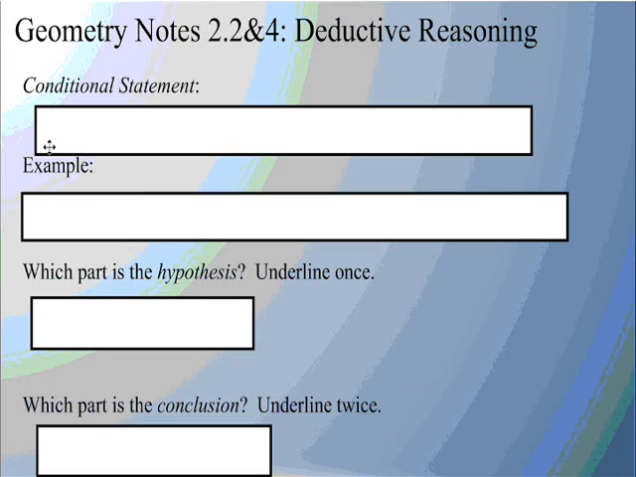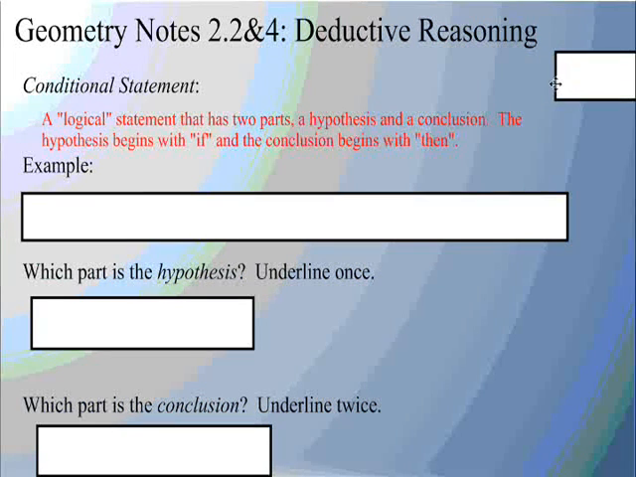All right, conditional statement. A conditional statement is a logical statement that has two parts, a hypothesis and a conclusion. The hypothesis begins with the if, and the conclusion begins with then. So you will sometimes hear me call this an if-then statement, but I'm always talking about conditional statements. So here's an example.